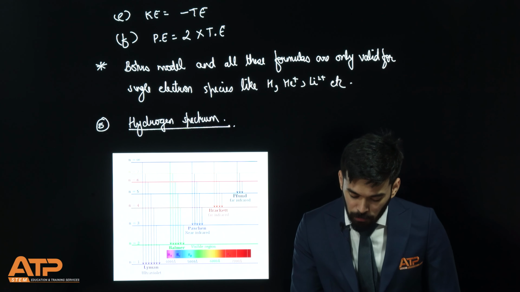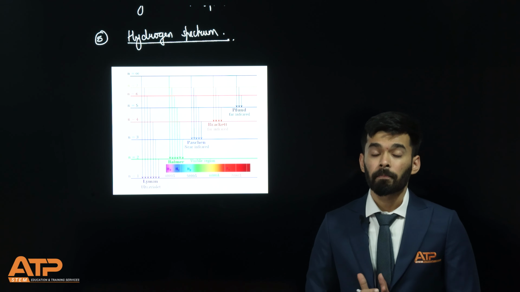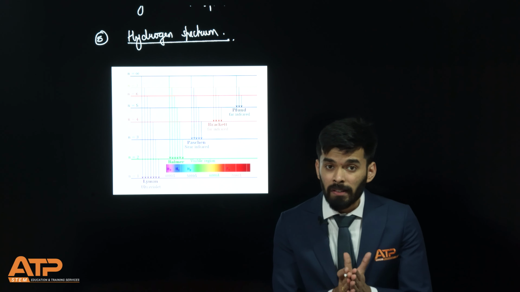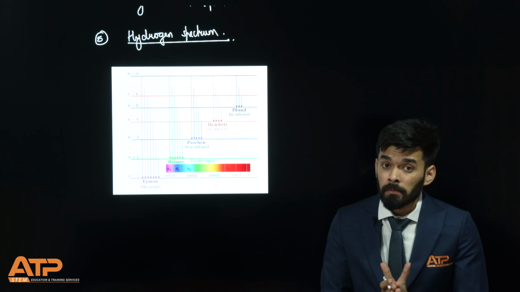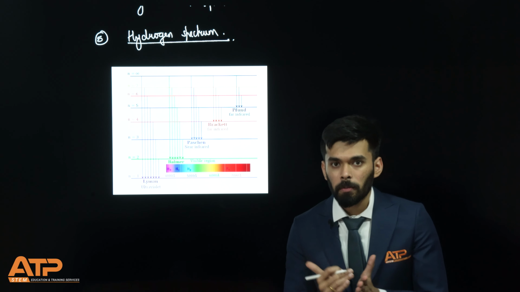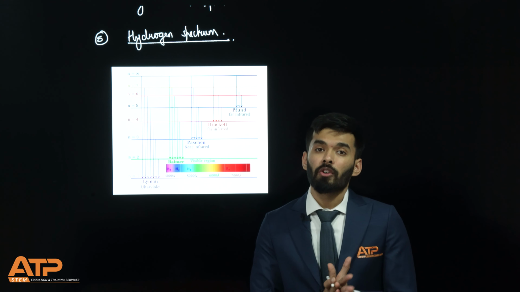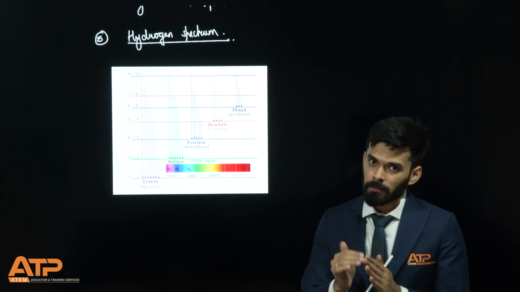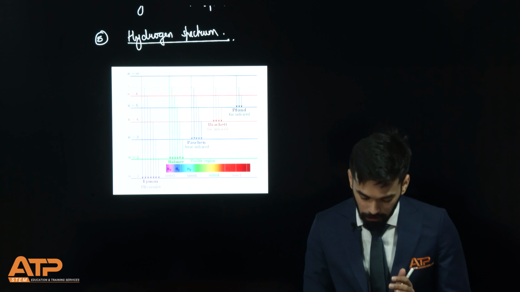With that, let's move on to hydrogen spectrum. So today we will be discussing emission spectrum. That is the most important out of the two spectrums, emission and absorption spectrum. So in emission spectrum, what happens is electron jumps from a higher shell to a lower shell.